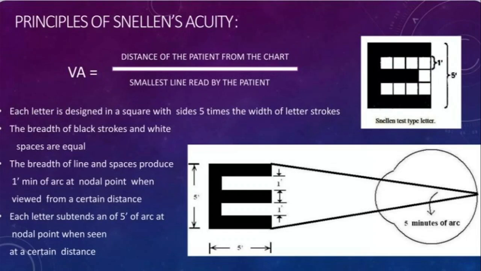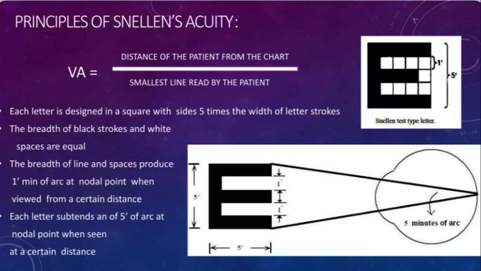Principle of Snellen acuity. Snellen acuity is a measurement of visual acuity, which is a person's ability to see small detail and distinguish fine differences in shapes and contrast at a given distance. The principles of Snellen acuity include: number 1, the Snellen chart. Snellen acuity is measured using a standardized chart called the Snellen chart, which displays rows of letters in decreasing size. The chart is usually placed 20 feet, or 6 meters, away from the person being tested.